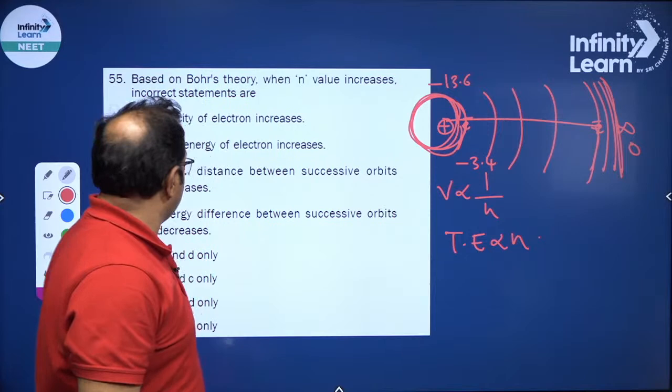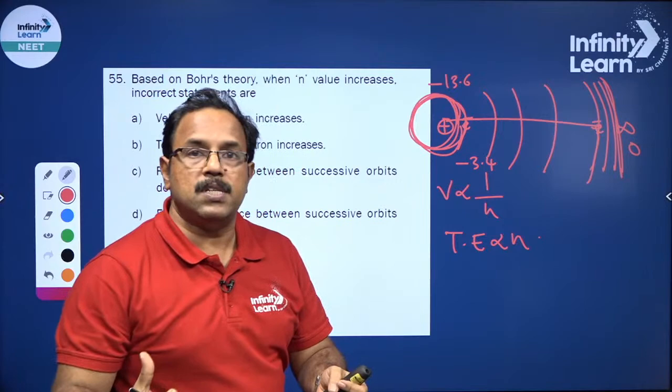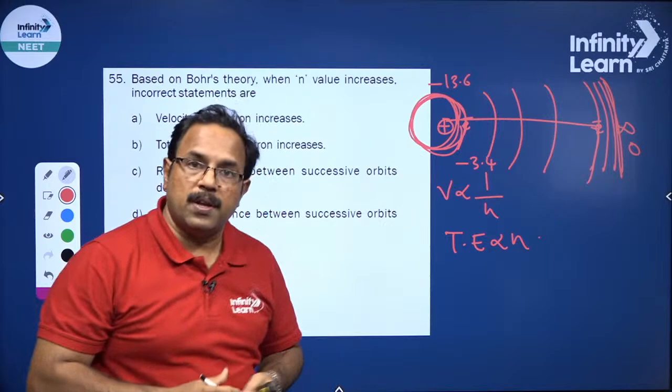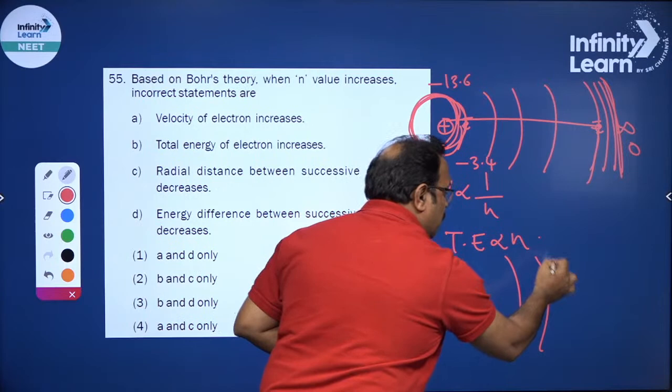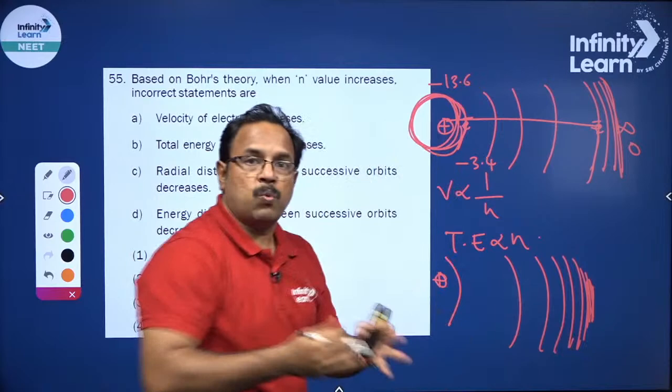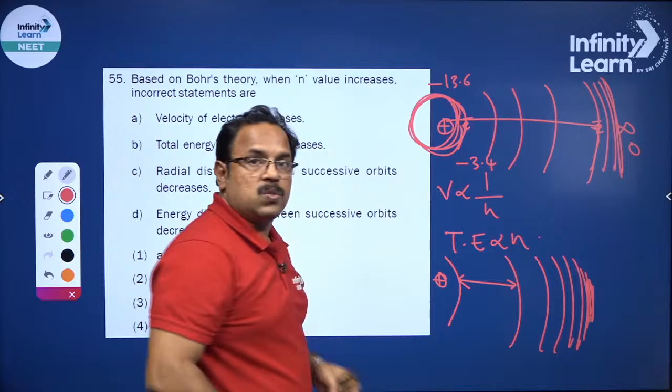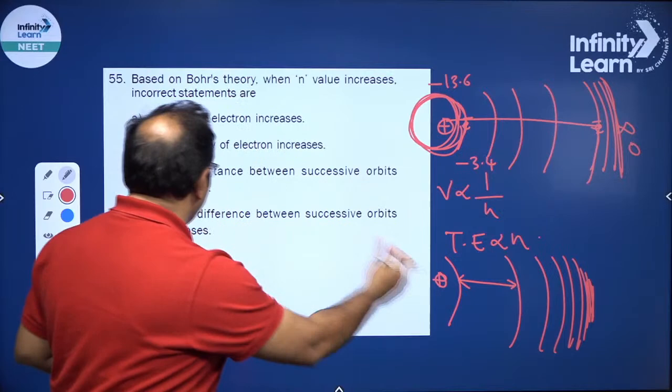Radial distance between successive orbits decreases. You should not have any confusion between energy differences between orbits and radius difference between orbits. When you draw the diagram with reference to energy, the differences between successive orbits keep on decreasing. This will be the condition of energy, and after 6 and 7, they are almost fused. The first two have the maximum energy difference. So the successive energy difference between the orbits as the electron moves away from the nucleus will keep on decreasing. So therefore, energy difference between successive orbits decreases.